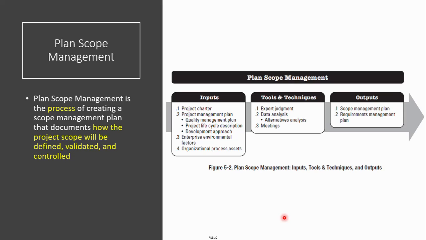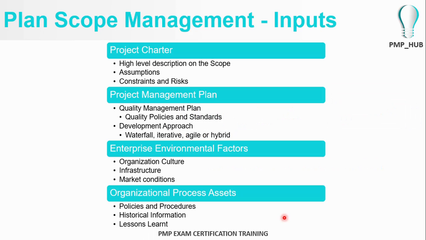So as in previous sessions, there are inputs for this process, and there are some tools and techniques that can be used in this process, and there can be some outputs of this process. The project charter will be an input when you're planning the scope management, because the project charter will give you a high-level description of the scope. Always the project charter will give you the high-level description of the scope of the project, any assumptions, any constraints, any high-level risks that are involved, and even the high-level budget of the project.